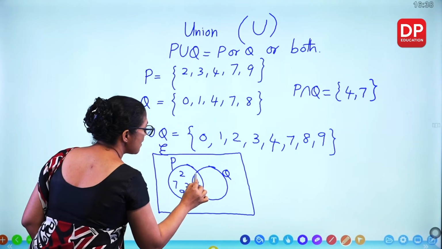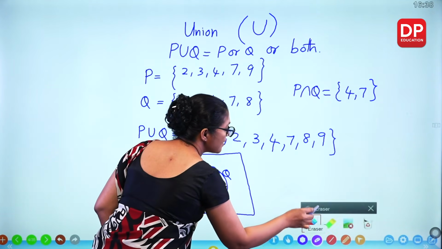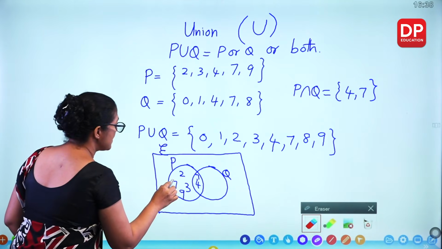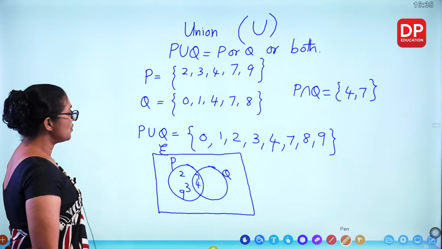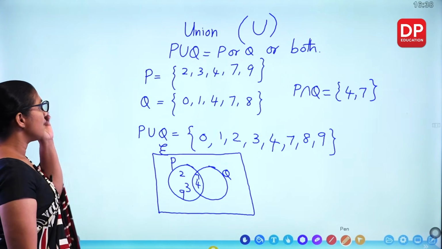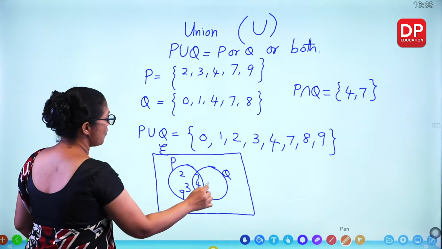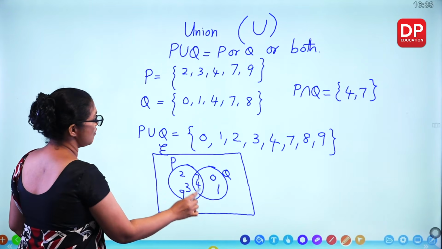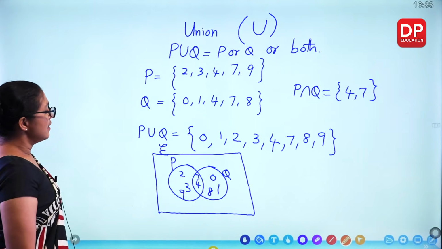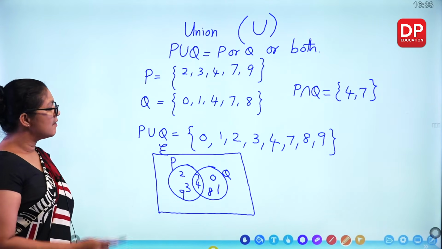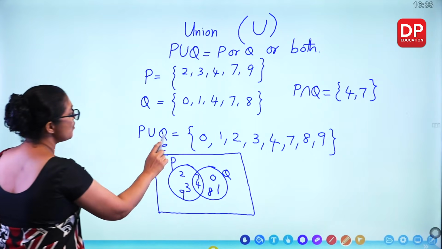So I can put 7 also in the common region and erase this 7. P is 2, 3, 4, 7, 9, and Q is 0, 1, 4 is already there, 7, 8. So that's the Venn diagram. Now we need to shade the P union Q.